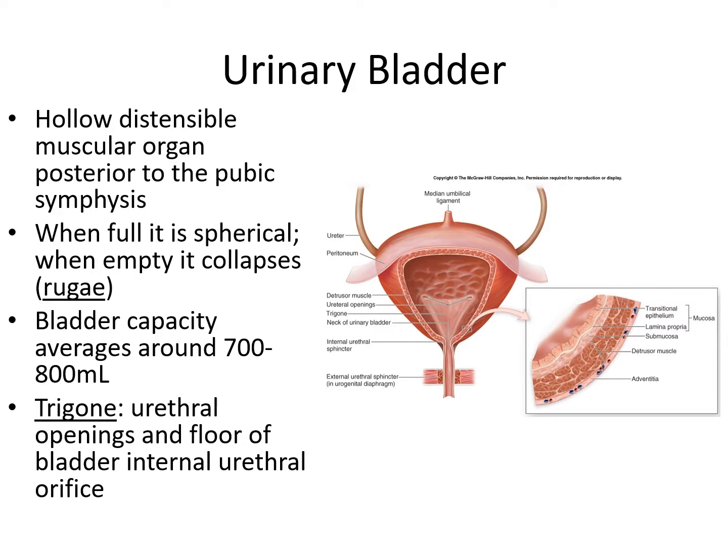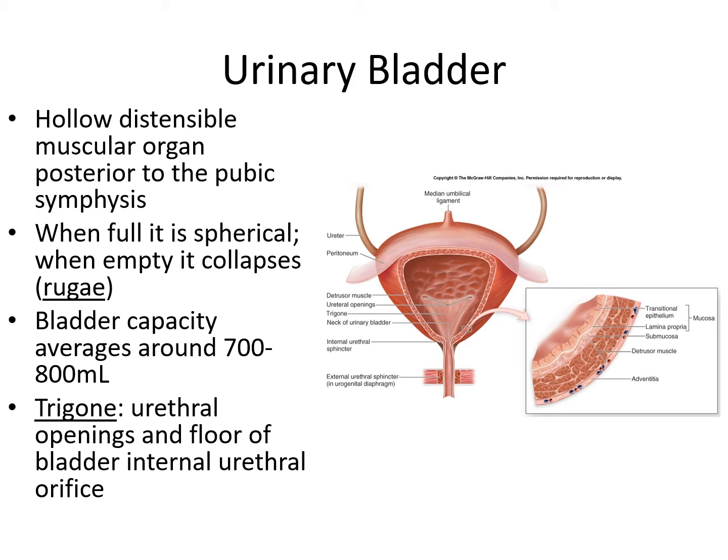Your urinary bladder, however, is not going to be retroperitoneal. It's going to sit kind of at the very bottom of your abdominal cavity. It is a hollow distendable muscular organ that is posterior to your pubic symphysis. And if you need to remember where your pubic symphysis is, remember it's that little area where your pelvis comes together in the front and you have that little bit of cartilage connecting them.